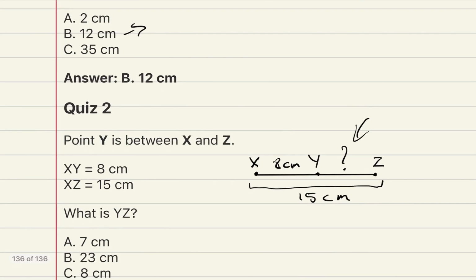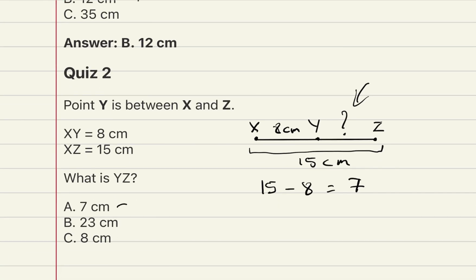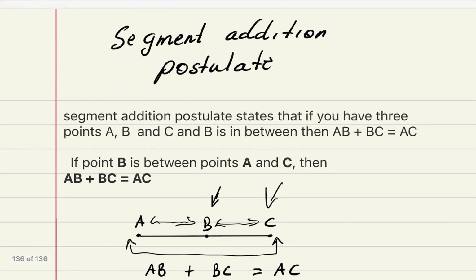So the option answers are here: 7, 23, and 8 centimeters. But let's just use this logically. So we know 15 centimeters and we have 8, so we could just do simple subtraction. So 15 minus 8. And if you remember how to do this mentally, it shouldn't be difficult. So we know that will be 7. Okay, so our answer is right there. All right, so that's the segment addition postulate.